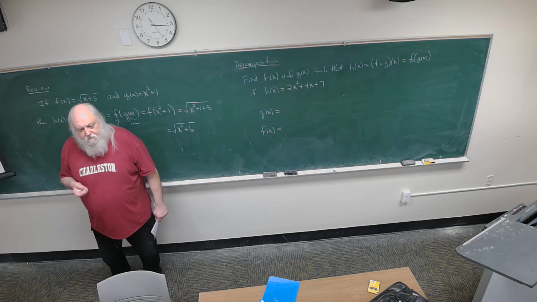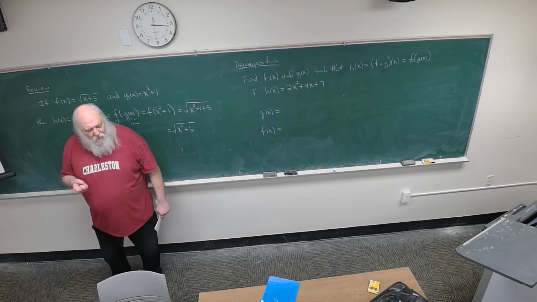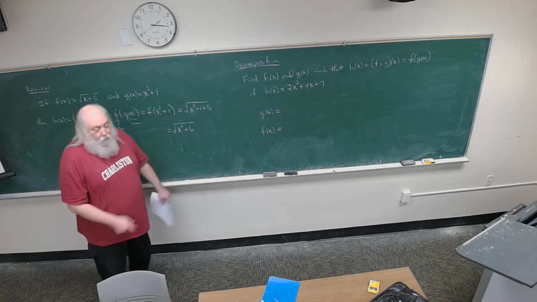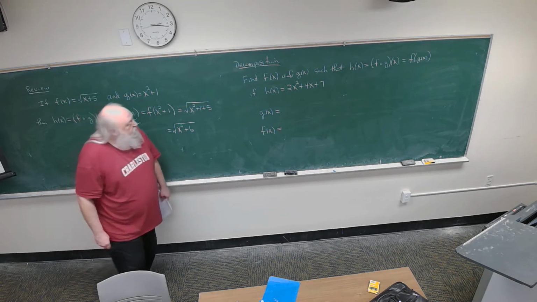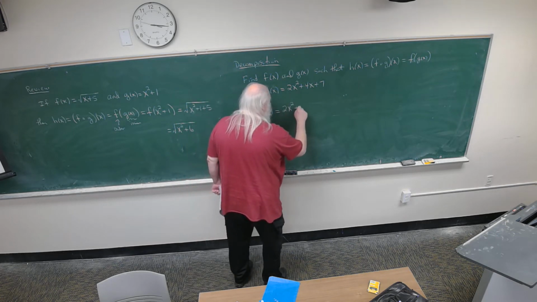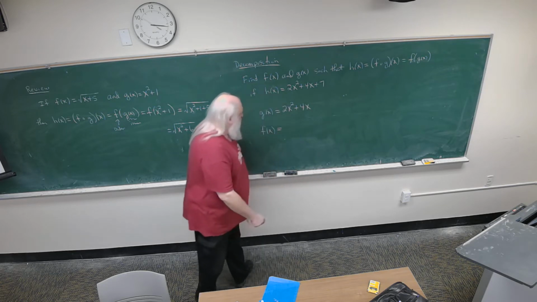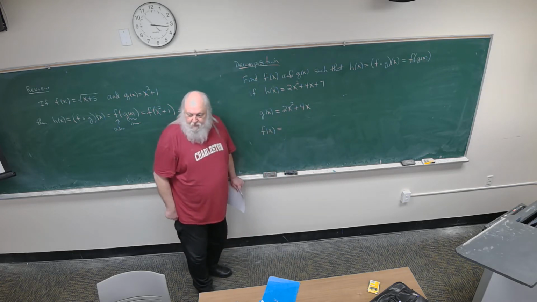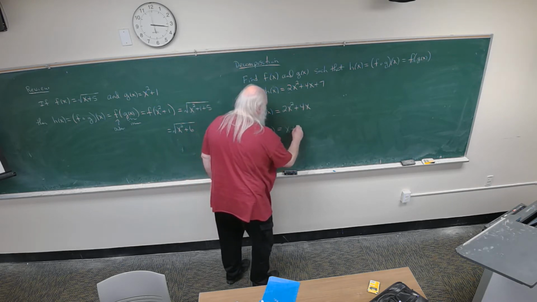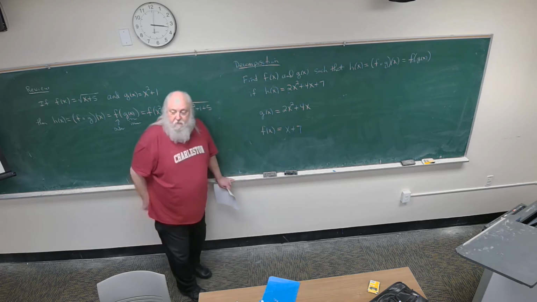Isn't it obvious what the inner function is? It is? I think so. What is it? 2x squared plus 4x. You know what? That works, doesn't it? 2x squared plus 4x. You could write that as your inner function, right? And then you replace 2x squared plus 4x with x, and you're left with the outer function x plus 7, right?